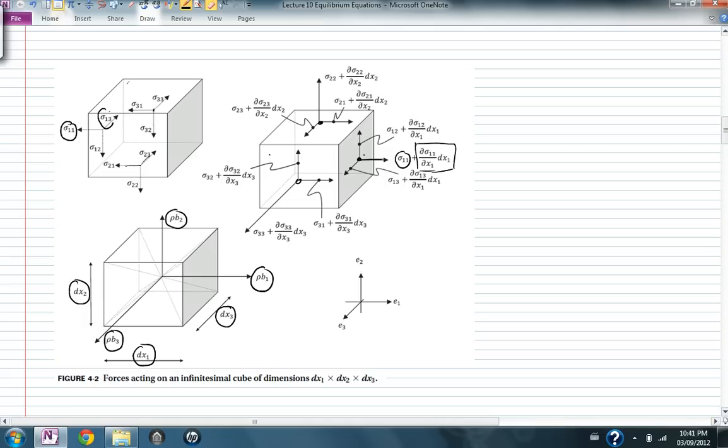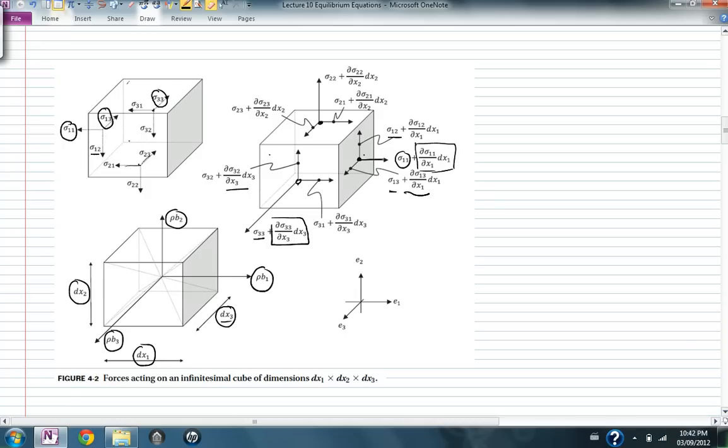If this is sigma on 3, then right here I have sigma on 3 plus a little bit more. If this is sigma on 2, I have here sigma on 2 plus a little bit more, and so on. So all those stresses that are in the back faces, in the front faces, they have increased by a little bit more. So in the back here, for example, I have sigma 3 3. In the front face here, I have sigma 3 3 plus a little bit more, which is how much sigma 3 3 changes with respect to x3 multiplied by the change delta x3.